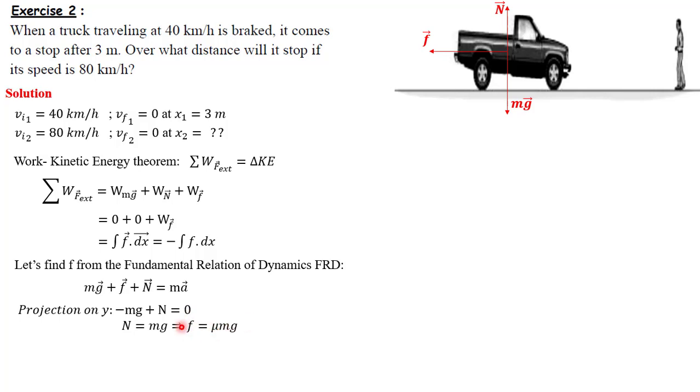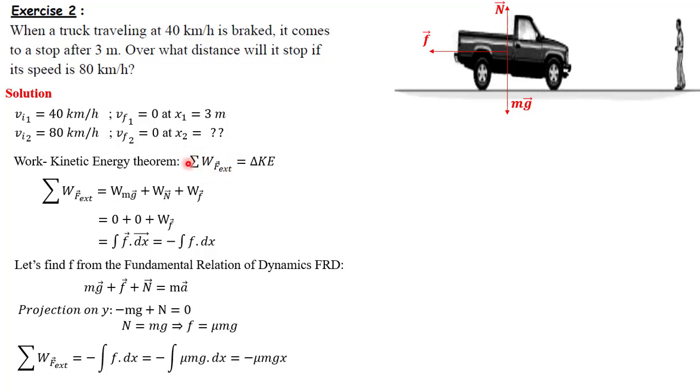Now let's put this expression here to find the sum of the works done by the external forces, and you will find that the sum of the works done by the external forces is equal to minus integral of f times dx, where f is equal to mu mg. Now x is going from 0 to x final, where x final, let's say, it's the same as x. So we can deduce that the sum of the works done by the external forces is equal to minus mu mgx.